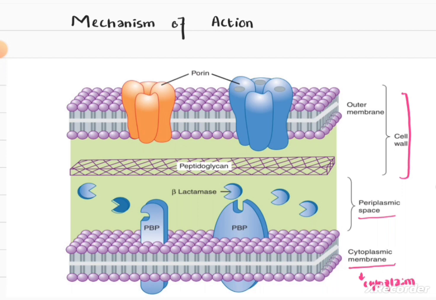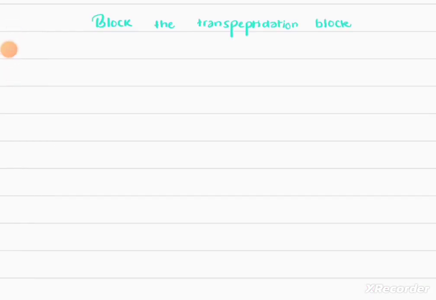So in order to understand the mechanism of action, we must have a sound knowledge of the bacterial cell wall. So in the bacterial cell wall, this structure, which is the peptidoglycan, is the basic structure on which the penicillins act. Now, what we are going to do is take a part of this peptidoglycan and move it to another slide in order to better understand how the penicillins actually work. So it blocks the transpeptidation reaction in the polypeptide.